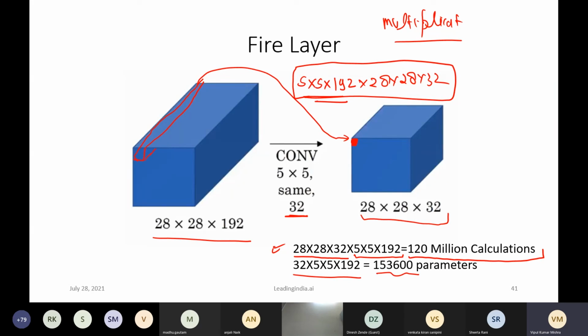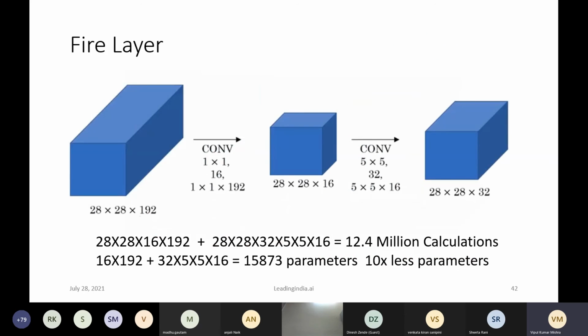Now let's see, can we reduce the calculation and the parameters? So what researchers have done is they first use 1 cross 1 convolution, and I want a depth of just 16. So now in order to get one value here, how much calculation do we require? We needed only 1 cross 1 cross 192 multiplication to get this value, because you'll have a 1 cross 1 kernel that will be multiplied across the entire depth and added, so you'll get this value.